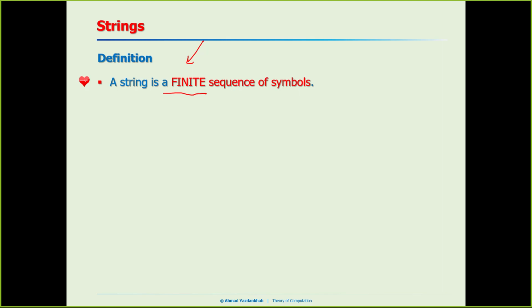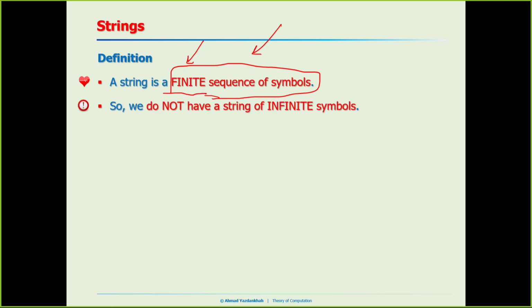So it should be a finite sequence of symbols. As in a computer we have limited resources, so an infinite sequence of symbols will be impractical. So no infinite strings up to this point. Let me take an example. Let's say this is our alphabet. Usually our alphabet is not that big, but here it is just an example.